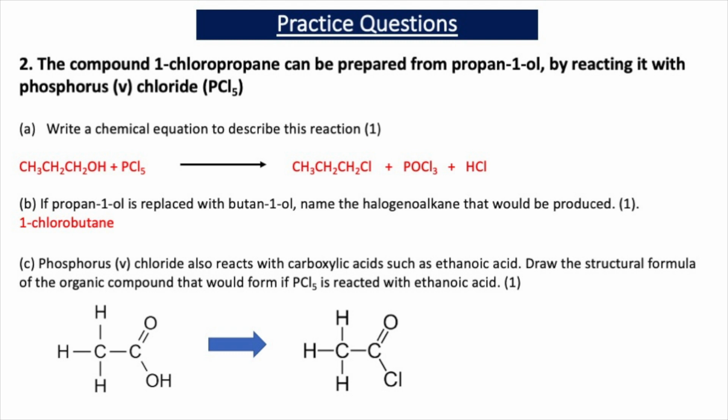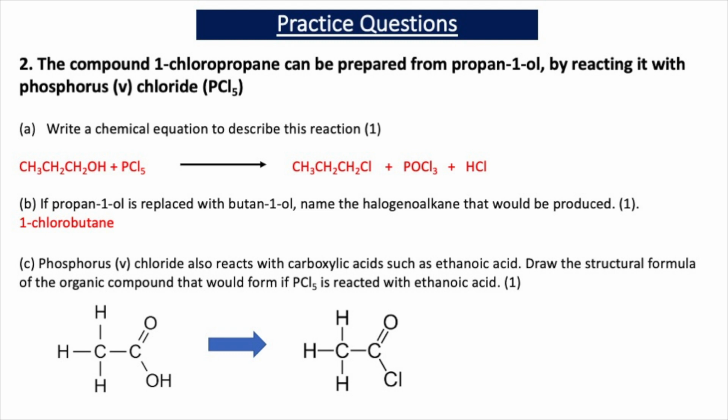So now let's go for the answers to question 2. So for part 2a, you're asked to write a chemical equation to describe the reaction between propan-1-ol and phosphorus 5-chloride. So there's 1 mark for this. So propan-1-ol is CH3CH2CH2OH plus PCl5 here makes 1-chloropropane, so that's CH3CH2CH2Cl. And my other 2 products are POCl3 and HCl. So there's 1 mark for that.